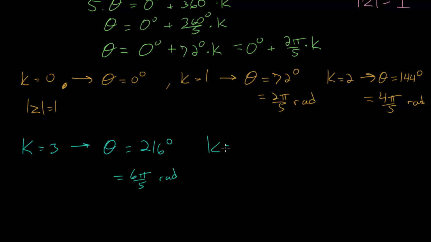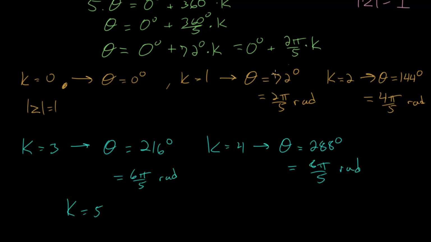We can do k equals 4. Here, theta would be 288 degrees, or 8 pi over 5 radians. You can see it's a little bit easier to do this in radians for this particular case. And these are the 5 solutions that I mentioned, but just to show you why we only need 5, we will look at k equals 5.